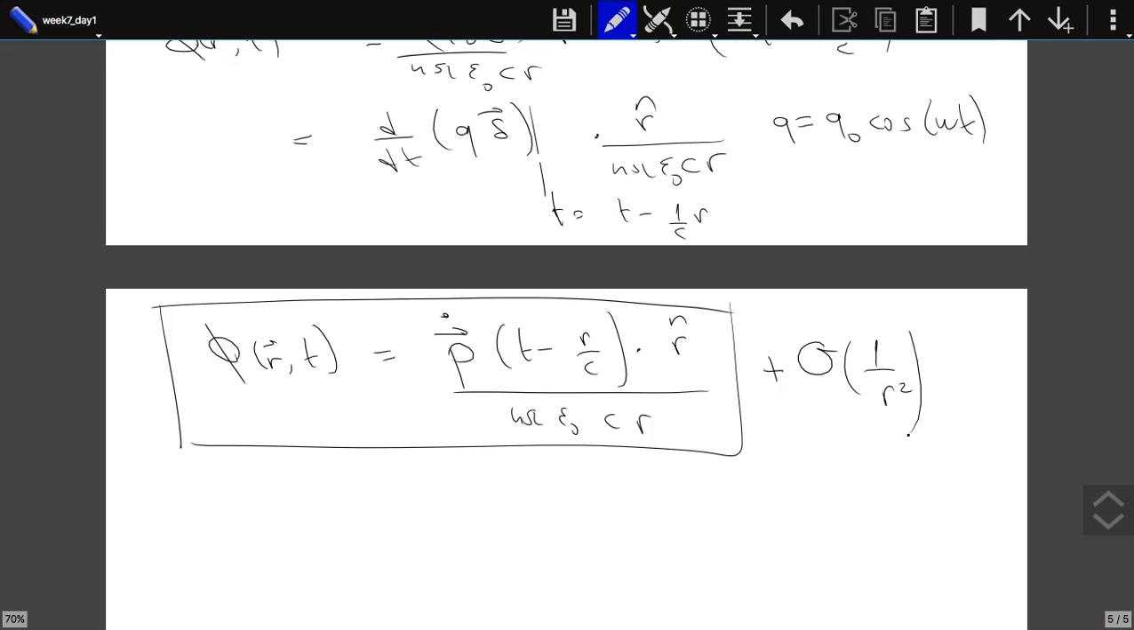I'm not adding it. I just ignored all the terms that contain 1 over r squared up to this point.